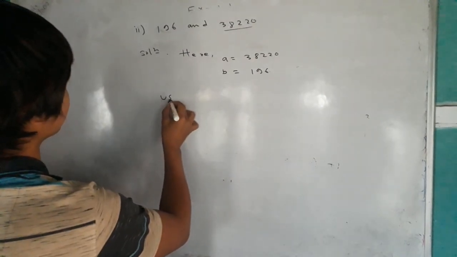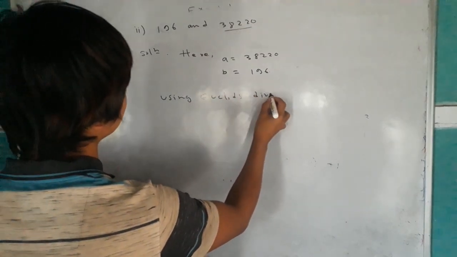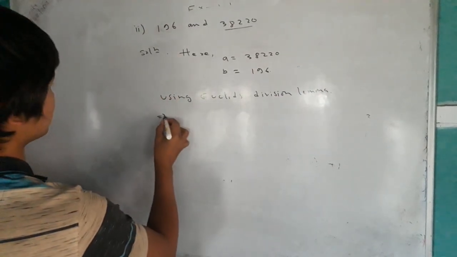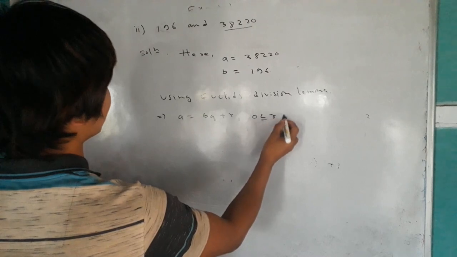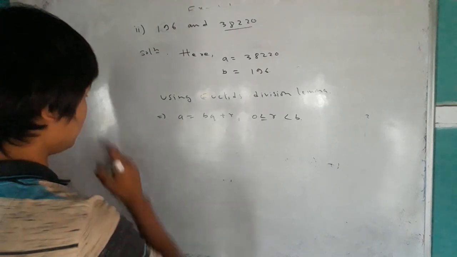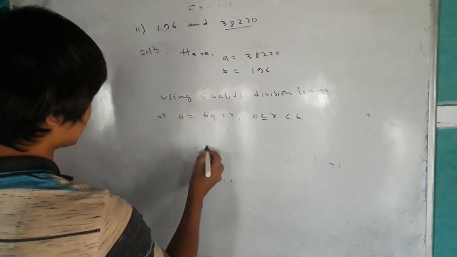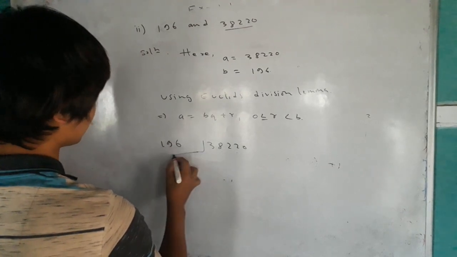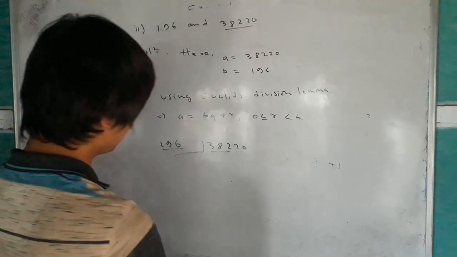Using Euclid's division lemma, A equals BQ plus R, where R is greater than or equal to 0 and less than B. Now we need to divide A by B. So 38220 must be divided by 196. Here are three digits, and here also three digits. We first attempt.